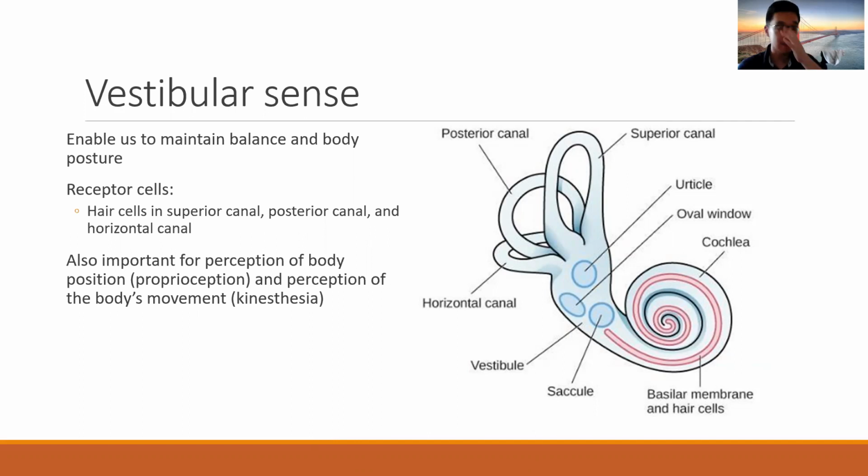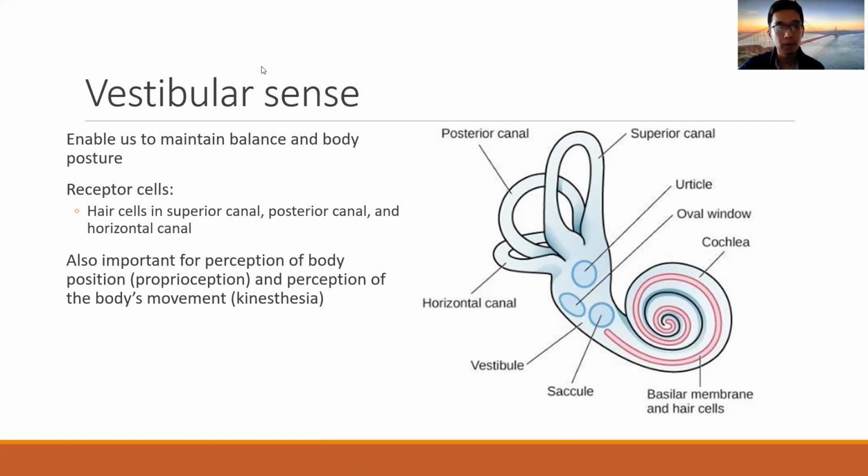So vestibular sense is about the sense of balance that helps us to maintain the balance and the body posture. So where is the vestibular sense located, or where are the receptor cells for the vestibular sense? Those cells are also located in the ears, the same as the audition sense. So you can see the picture on the right.